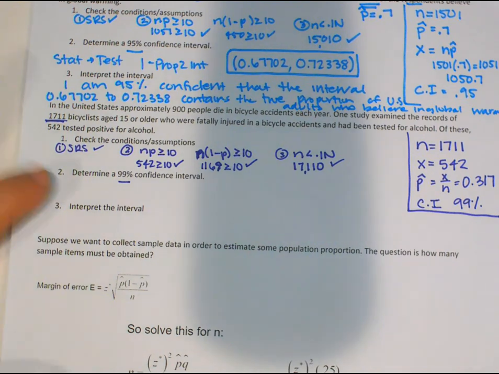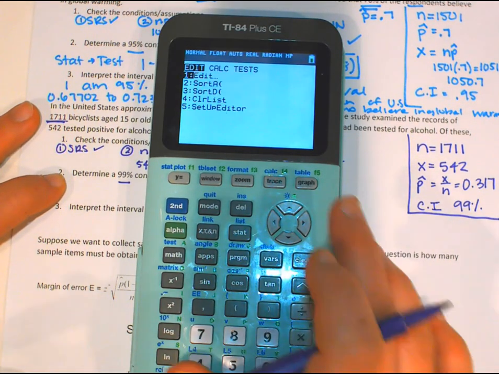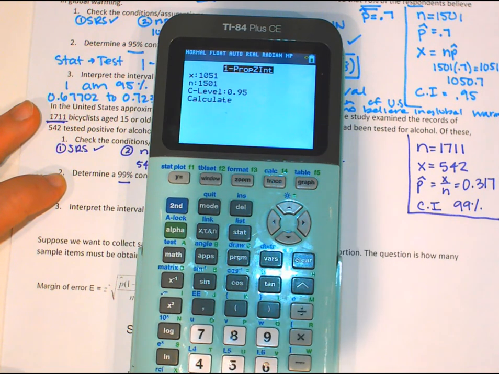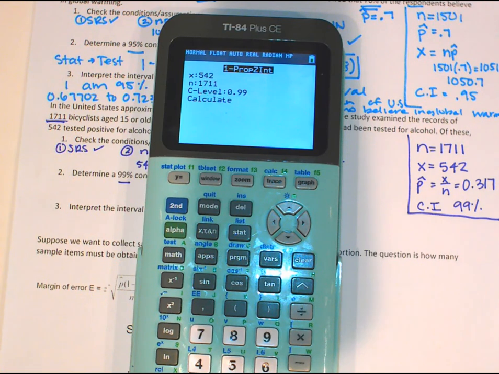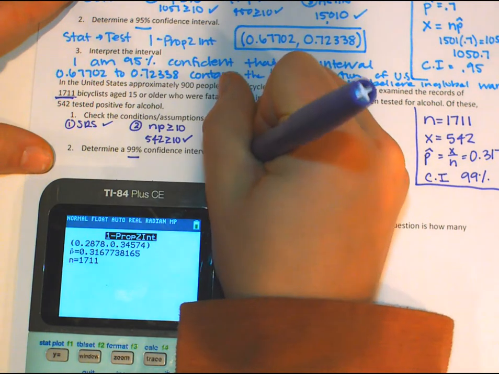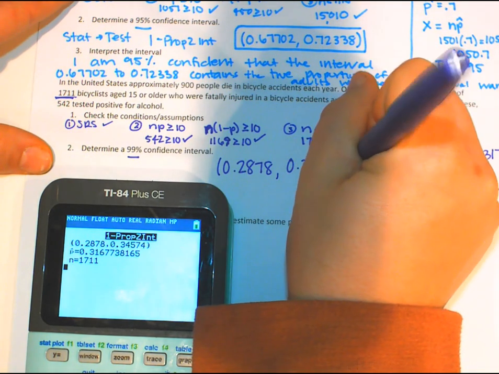Okay, so now let's go ahead and run our confidence interval. So again, to do that, we hit stat, go over to test, down to 1 prop z interval. Our x value is 542. Our n value is 1,711. And I want to be 99% confident this time. So I just took this information and put it into my calculator and hit calculate. So I get that my interval is 0.2878 to 0.34574.